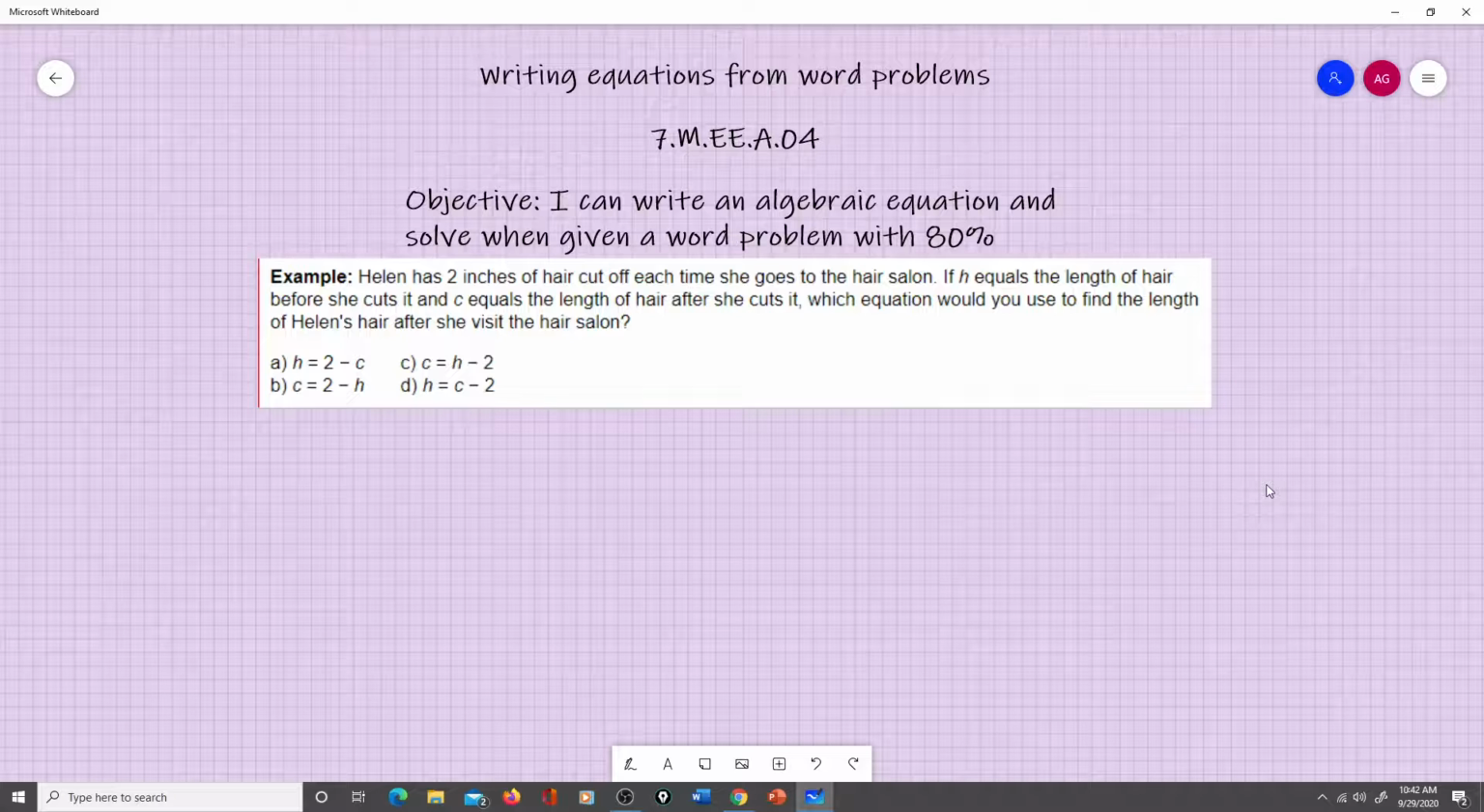Hey guys, Mr. Gardner here, and today I want to talk about writing algebraic equations from word problems and go over a strategy that can help us when we're looking at problems like this. Our objective is: I can write an algebraic equation and solve when given a word problem with 80% accuracy. Okay, so that's what we want to do for these problems.